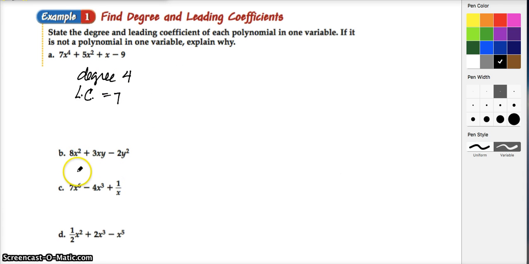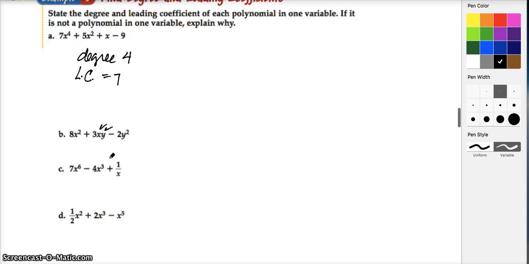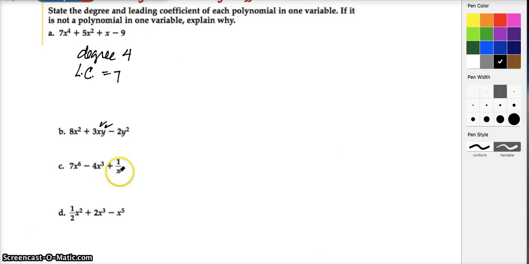Let's look at this next one over here. We only have to do it if we have a polynomial in one variable, and we do not have a polynomial in one variable because this polynomial has variables of x and y, so we don't have to do anything with that. Let's look at number 7.